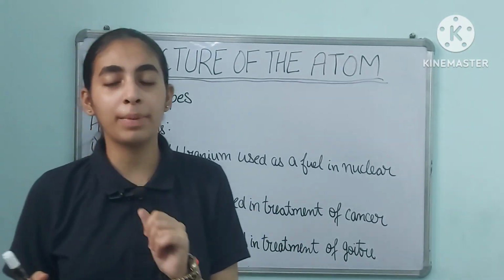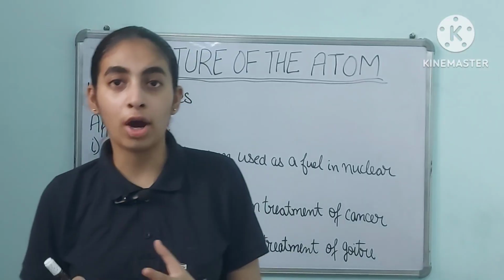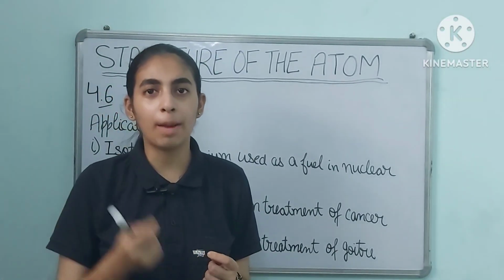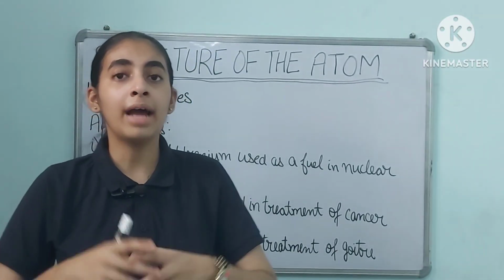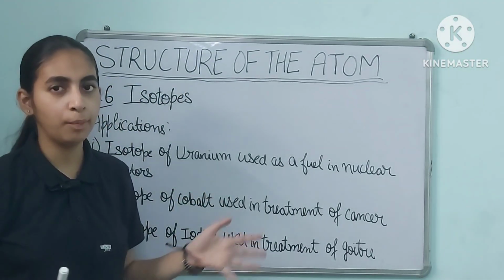And one more isotope is there, that is carbon-14. It is also used to date old living organisms. That is known as carbon dating, by which we come to know how old the sample was. So these are some of the applications that are important.